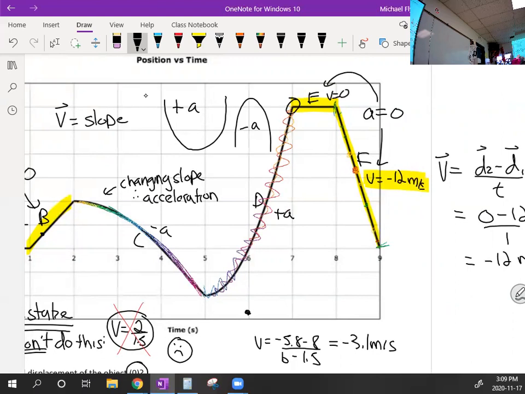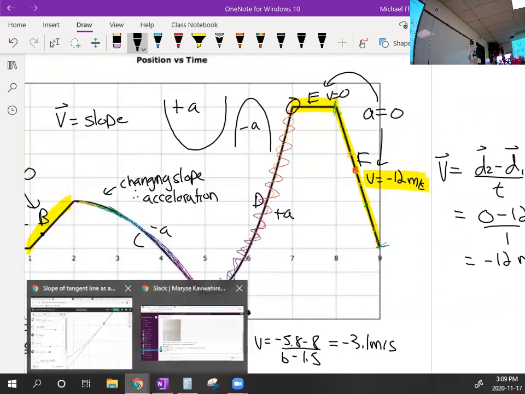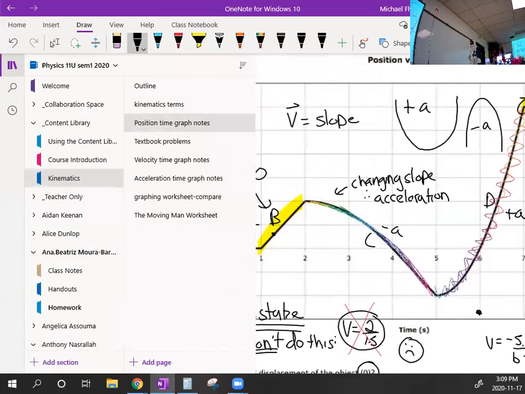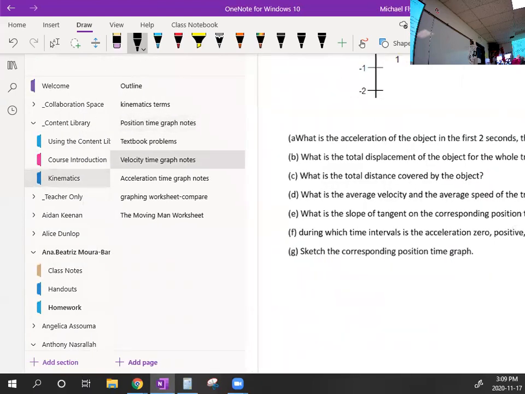And now that we finished that, we have one more type of graph. This won't take as long for me to explain. I explained it in about 10 minutes in class. So I'll do the same with you. So let's take a look at another kind of graph. That's called a velocity time graph.